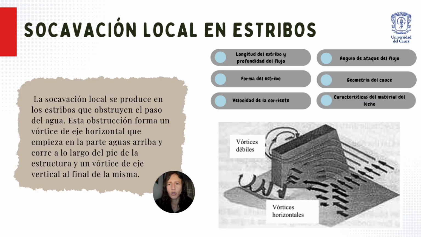This image shows how water flow creates vortices near the abutment. Horizontal vortices form around the base, while weaker vertical vortices appear behind it. These vortex systems are responsible for the erosion of sediment, or local scour, around the structure. In general, the methods for estimating scour depth at abutments are based on alluvial channels and consider the following key factors: the length of the abutment that obstructs the flow, the shape of the abutment, the angle of flow attack, and the flow depth and velocity.